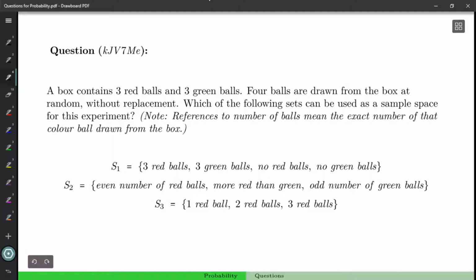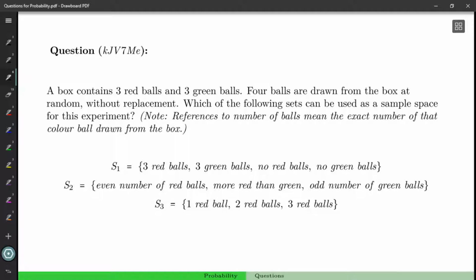So here in the first one, where we've got a sample point that says 3 red balls, they mean exactly 3 of the 4 balls that are drawn are red. Okay, so we've got to figure this out. S1, S2, S3, these are our proposed sample spaces. It could be all of them, it could be none of them. We'd have to see how they fit in, how they work. So, we can start with whichever one we want.